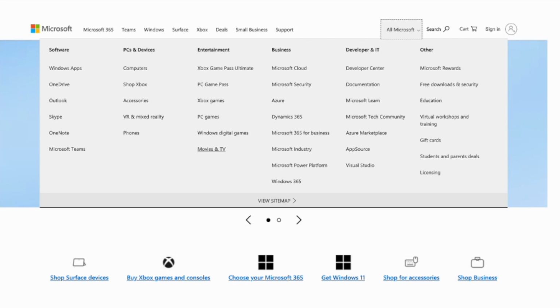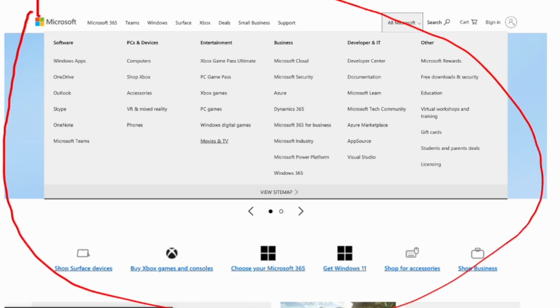The first thing I did was go on the Microsoft website and pull up all their products. Just a broad overview of all Microsoft services. There's obviously more than this, but I'm just giving you an example here. This is how you would do it.